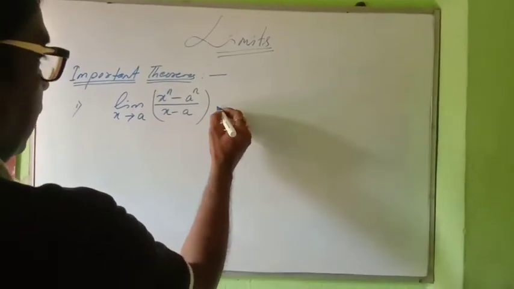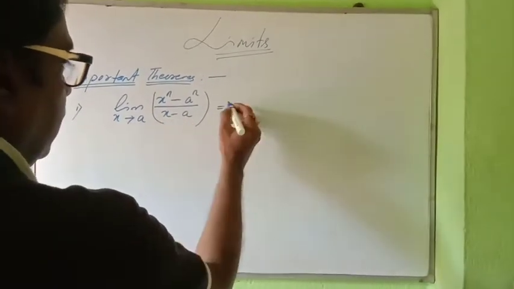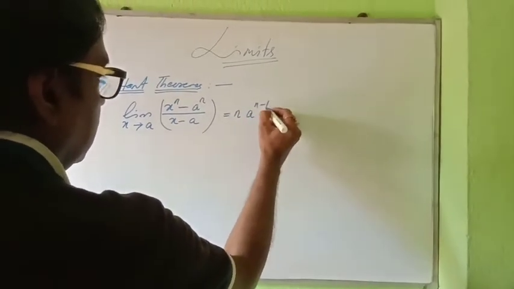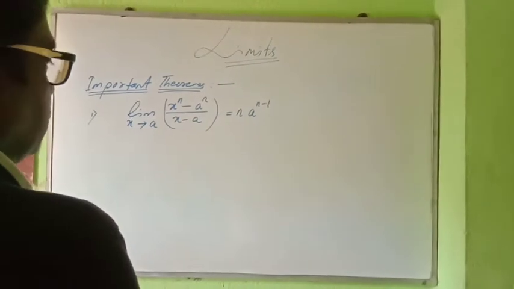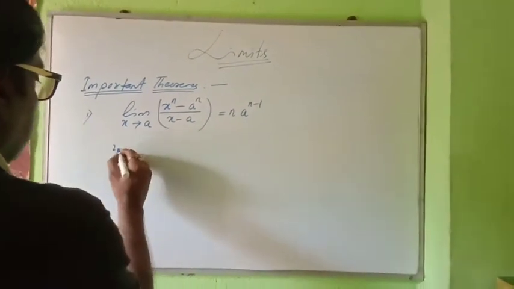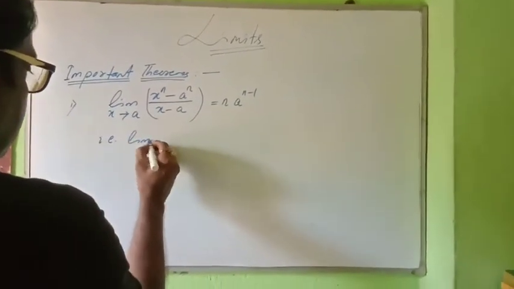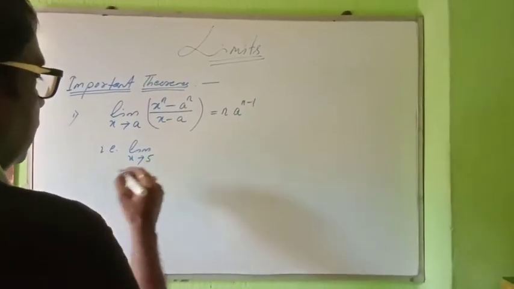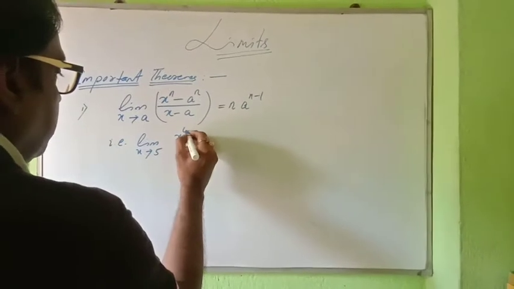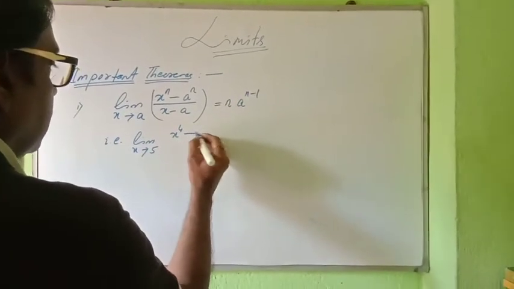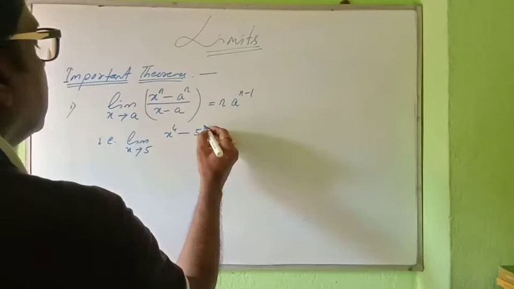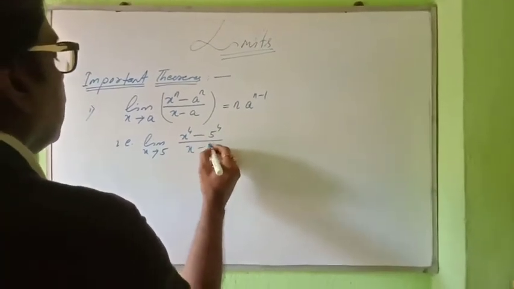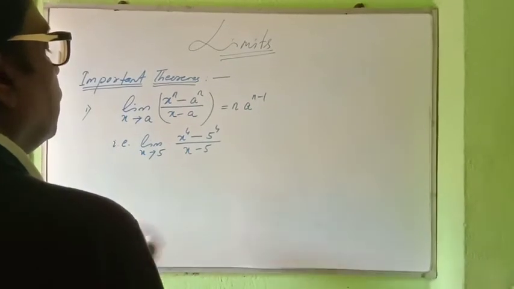What is the formula required? I am writing here one by one. The answer will be n into a to the power n minus 1. Suppose I am giving one example here. Limit x tends to 5, x to the power 4 minus 5 to the power 4 divided by x minus 5. So what is the answer here?